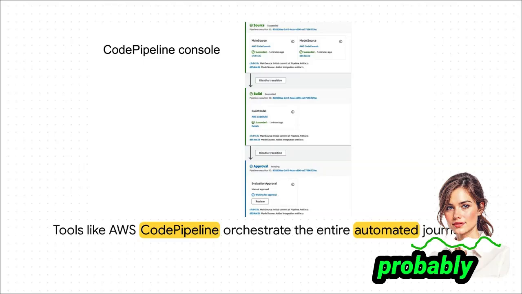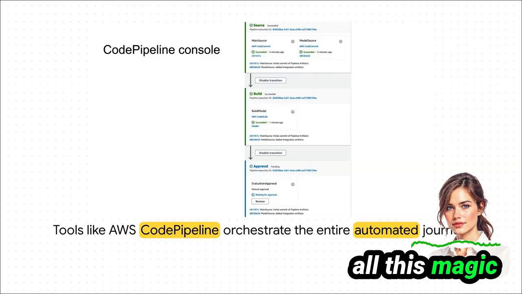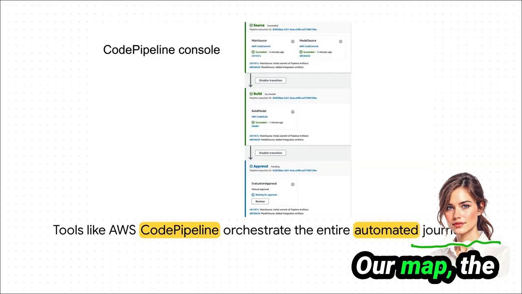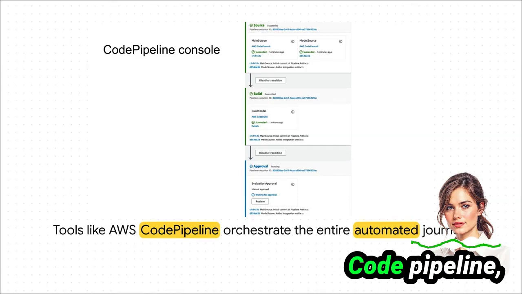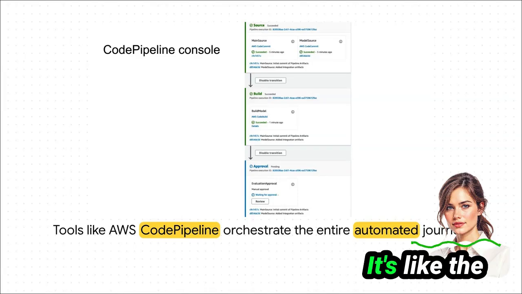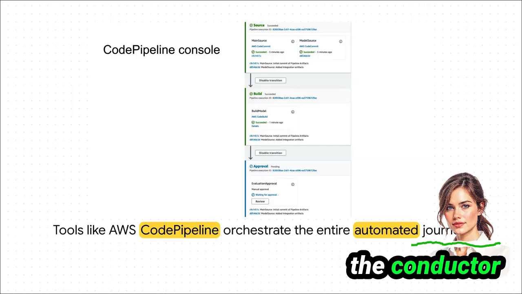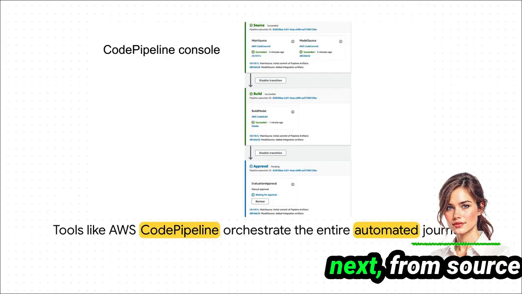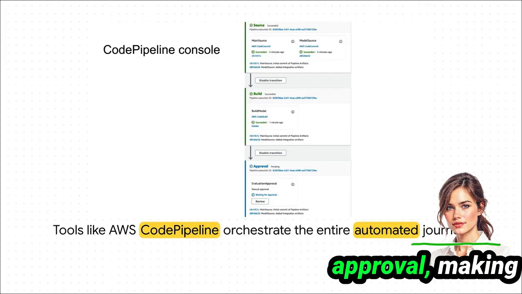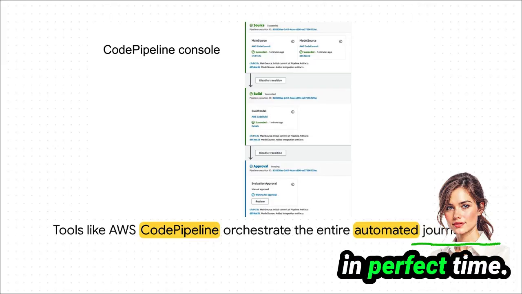Now, you're probably wondering what's making all this magic happen behind the scenes. Our map, the state machine, is the what. But a tool like AWS CodePipeline, that's the how. It's like the project manager, or maybe even the conductor of an orchestra, pushing the process from one stage to the next, from source code to final approval, making sure the whole symphony plays in perfect time.